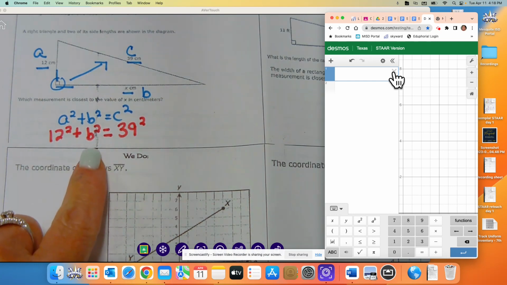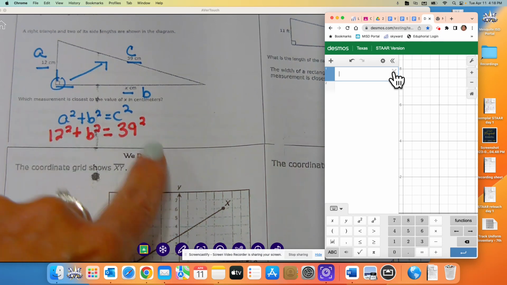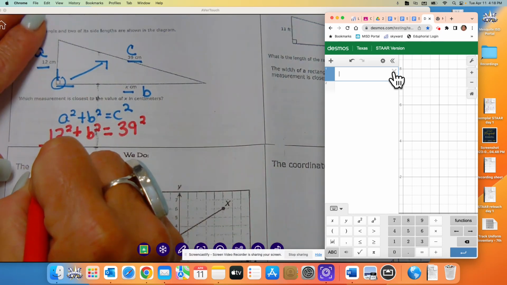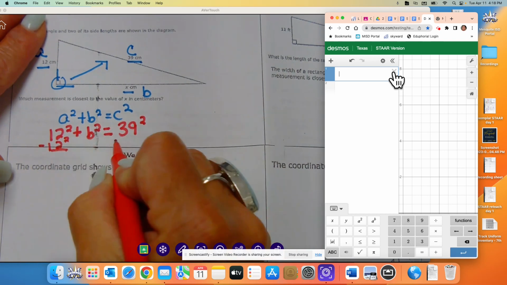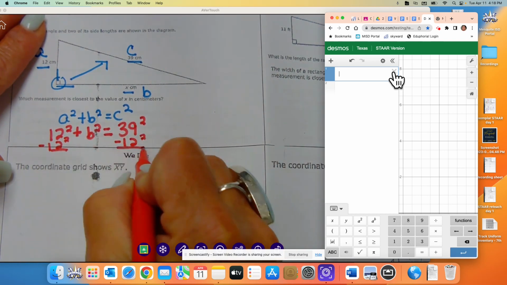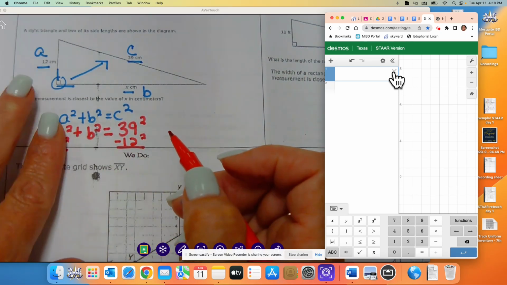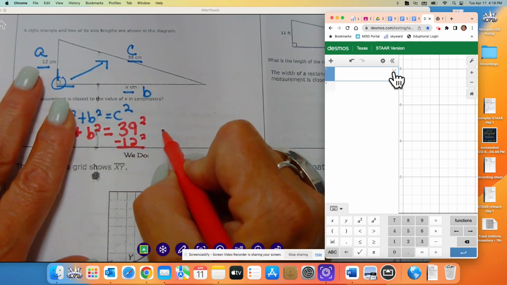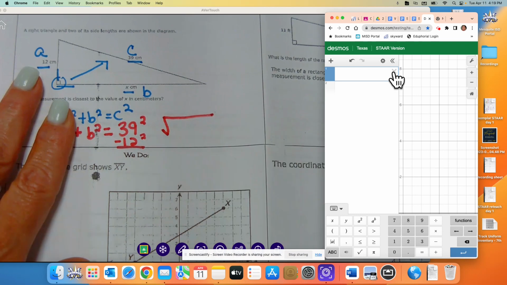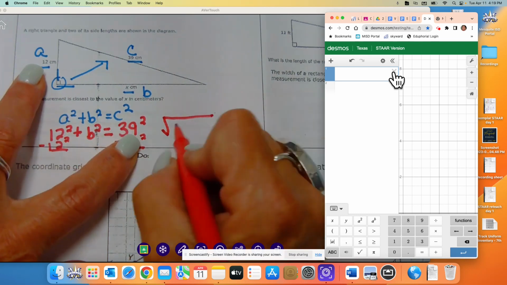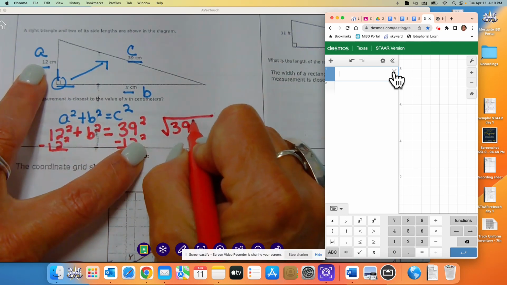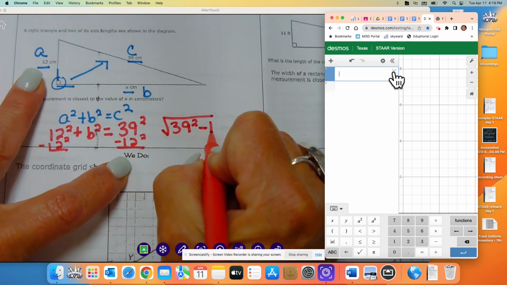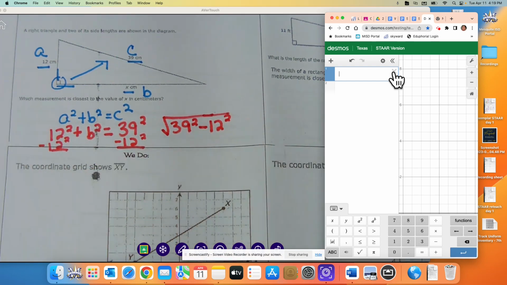Now, I want to get this b squared by itself. So to remove this and move it to the other side, remember I'm going to subtract. Okay? So to find what b is, now that I have b by itself, I'm going to subtract. But remember, I'm going to put it under the square root symbol. C is going to go first. So 39 squared minus 12 squared, and it's all going to be underneath the square root symbol.